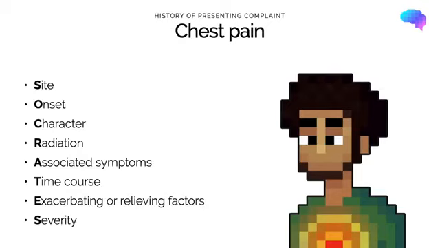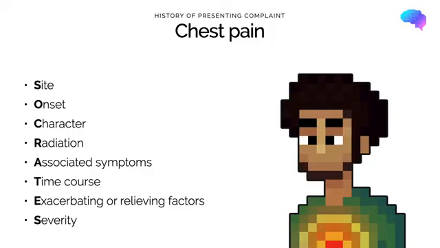a cardiovascular OSCE scenario. You can gather more details about chest pain using the acronym SOCRATES. Now, this acronym can actually be applied to any type of pain, so it's a really useful tool to have in your metaphorical OSCE belt. To begin with, we need to clarify the site of the pain.